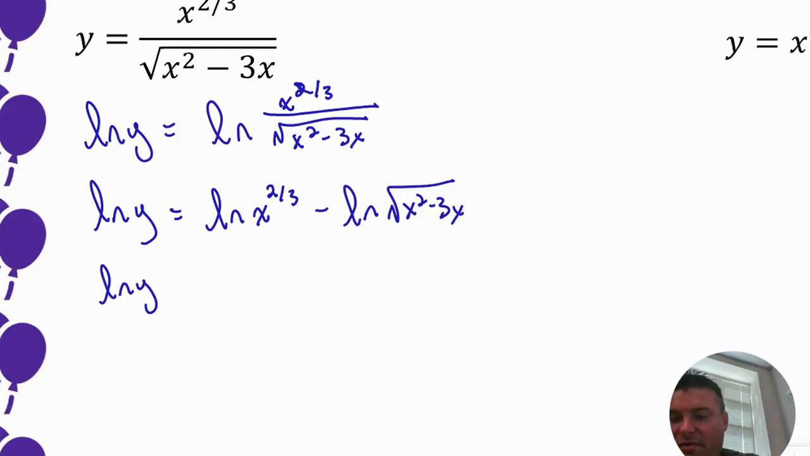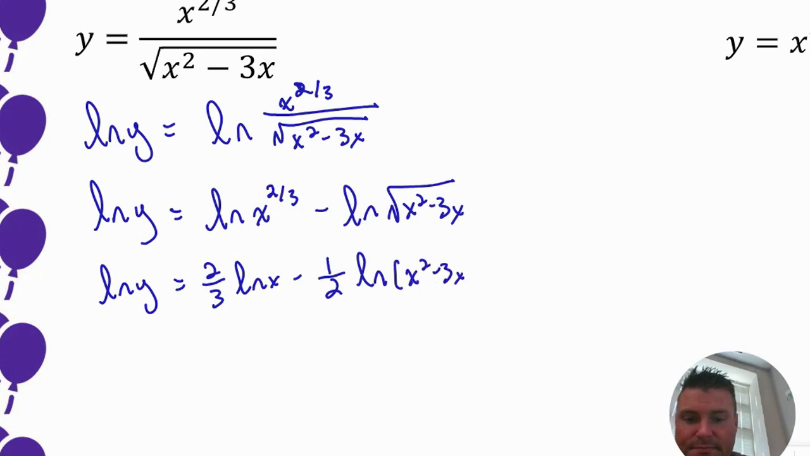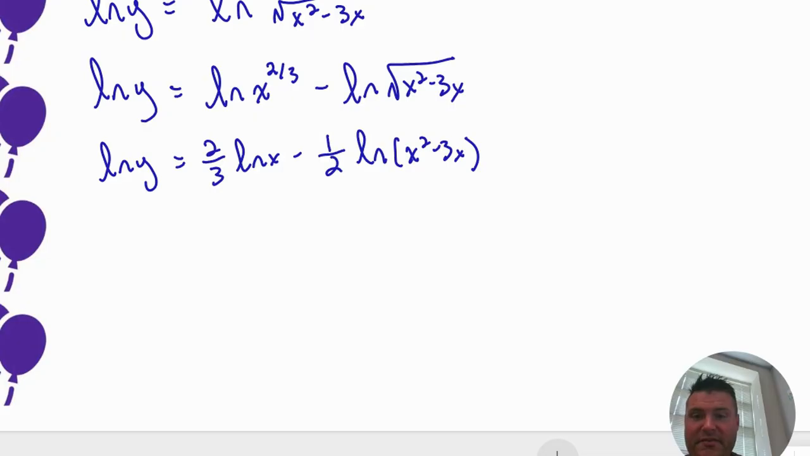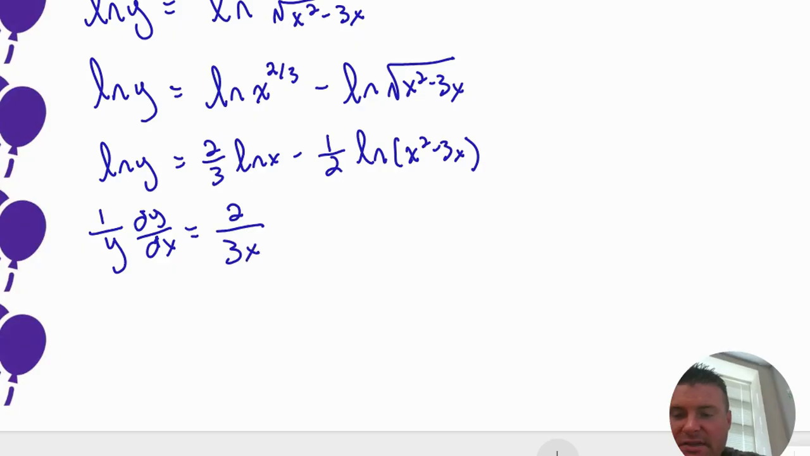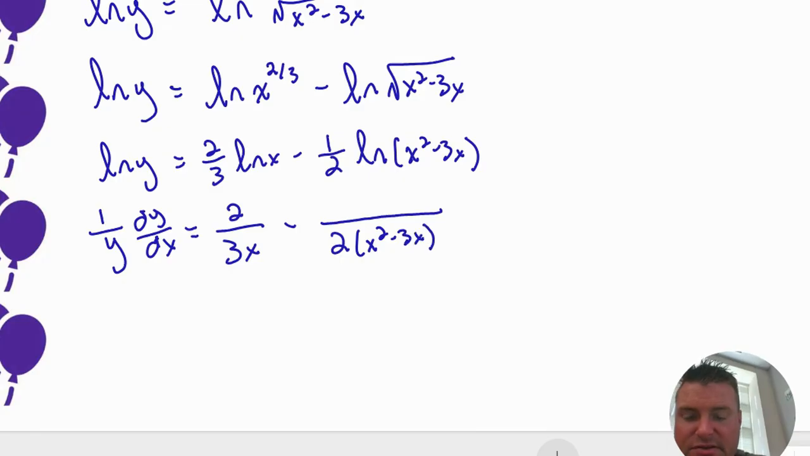I'm going to continue to rewrite that left-hand side. I'm going to use that logarithmic power rule to my advantage here to make these derivatives much easier. So now I'm going to take the derivative of everything, and this is going to be implicit, so I'm going to get 1 over y, times dy dx equals, it's going to turn into 2 over 3x, because I'm just going to get 2/3 times 1 over x, so let's just rewrite that, minus, and then this bottom here is going to be 2 times x squared minus 3x. The derivative at the top here is going to be 2x minus 3.